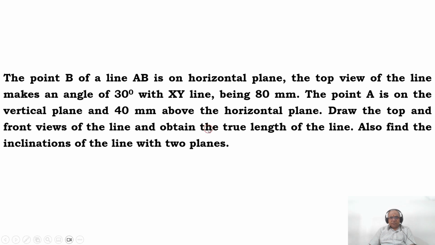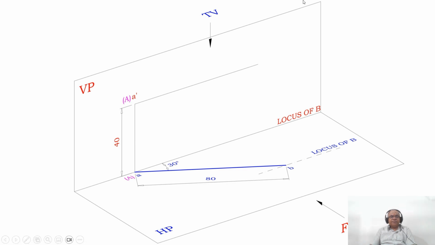So how to solve this problem? By taking consideration of the 3D, we will try to analyze this by using 3 dimensions. A point A is on the vertical plane and 40 mm above HP. Obviously its image will be seen on the vertical plane. So you take the distance from the XY line to 40 mm and draw a horizontal line, and you mark this point as A dash and A.